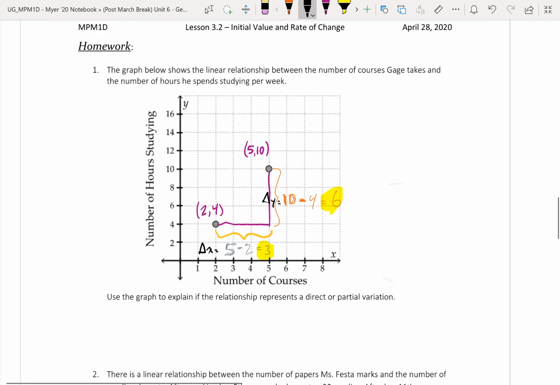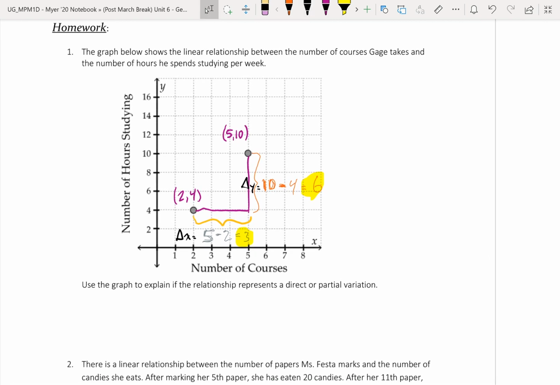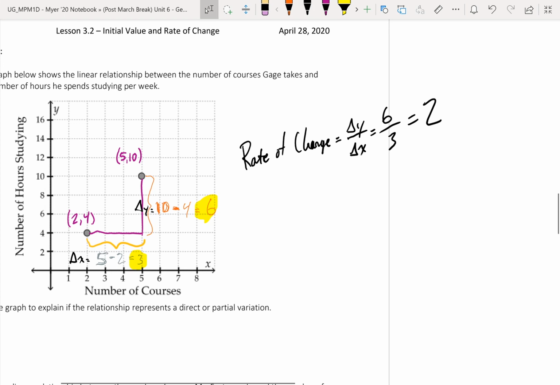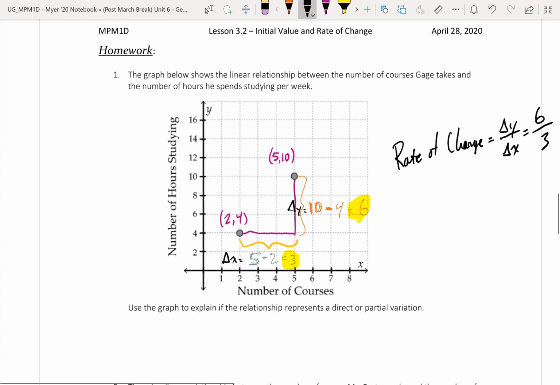All right, so if we look at that, we can see that the rate of change is equal to the change in y over the change in x. So we have 6 divided by 3, which is 2. And so it's 2 hours per course is the units. Basically what we have there.